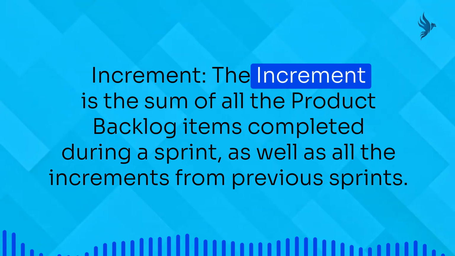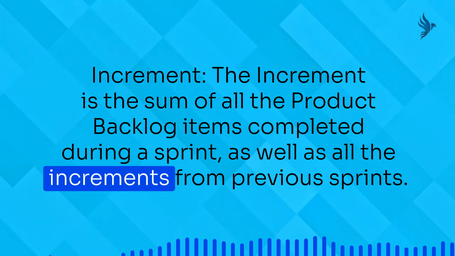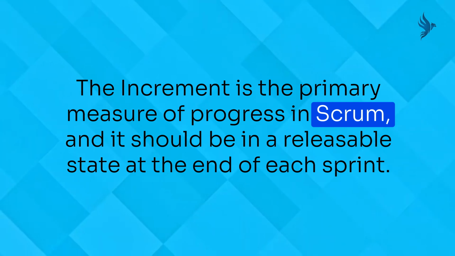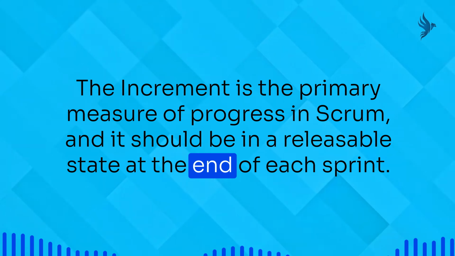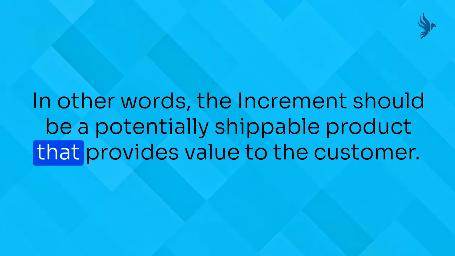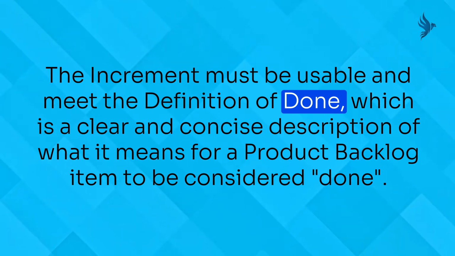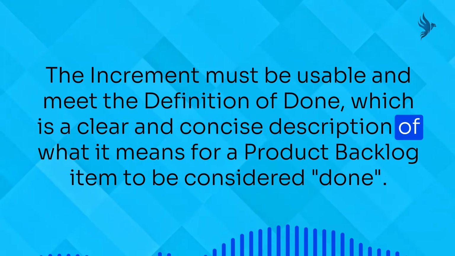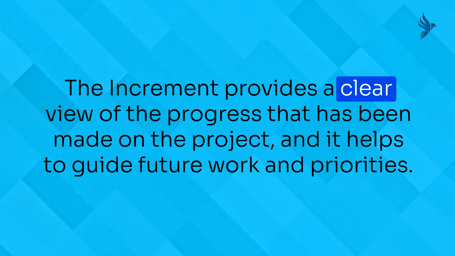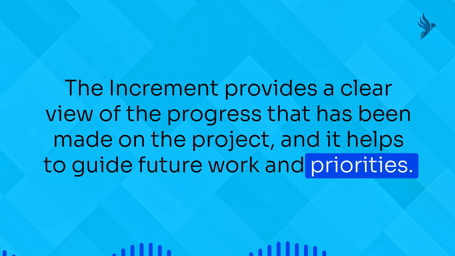The sprint backlog provides transparency into the work that will be completed during the sprint. 3. Increment. The increment is the sum of all the product backlog items completed during a sprint, as well as all the increments from previous sprints. The increment is the primary measure of progress in Scrum, and it should be in a releasable state at the end of each sprint. In other words, the increment should be a potentially shippable product that provides value to the customer. The increment must be usable and meet the definition of done, which is a clear and concise description of what it means for a product backlog item to be considered done. The increment provides a clear view of the progress that has been made on the project, and it helps to guide future work and priorities.